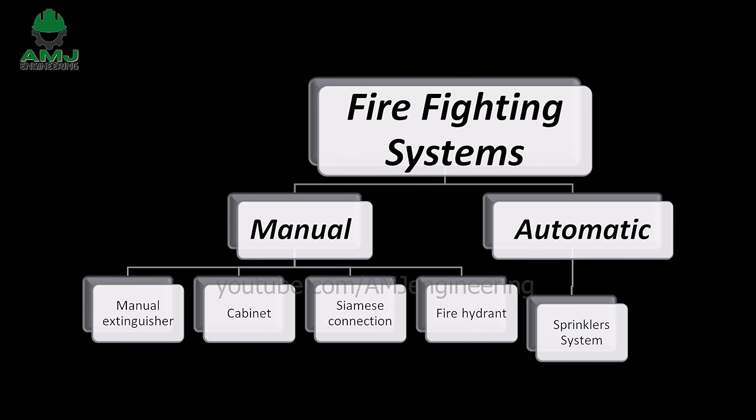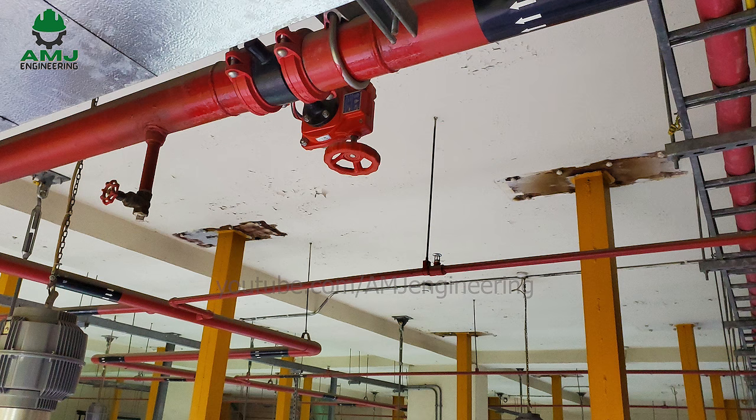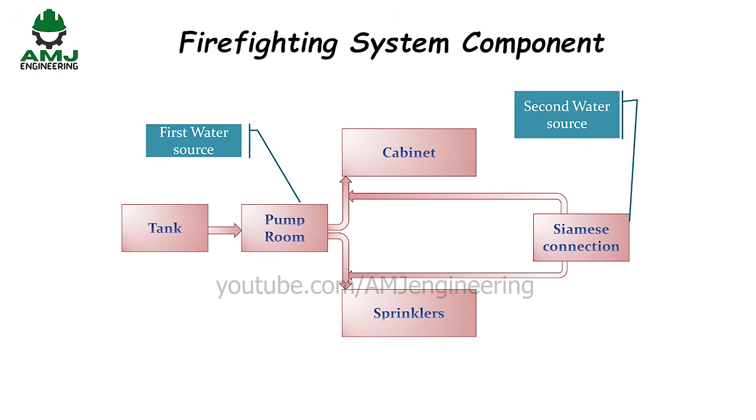Firefighting systems are classified as either manual or automatic. Manual firefighting systems include extinguishers, fire cabinets, Siamese connection, and fire hydrants. These require the physical intervention of manpower to fight the fire. Automatic systems, as the name says, fight the fire automatically without the intervention of human beings, and that is what a sprinkler system does. Here is a schematic diagram of the system components.